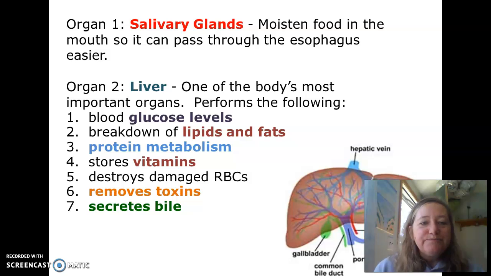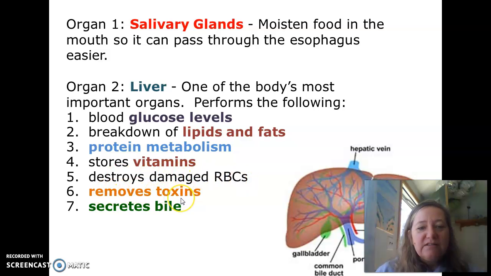Organ 2 is the liver. Notice all these jobs for the liver. Liver does a lot. Liver is super important. You can't live without your liver. So first thing is blood glucose levels. It maintains your glucose levels. Remember glucose? Y'all need glucose to survive. You need your carbohydrates. It also breaks down lipids and fats. It helps to metabolize proteins, which is breaking down proteins. It stores vitamins. It destroys damaged RBCs.